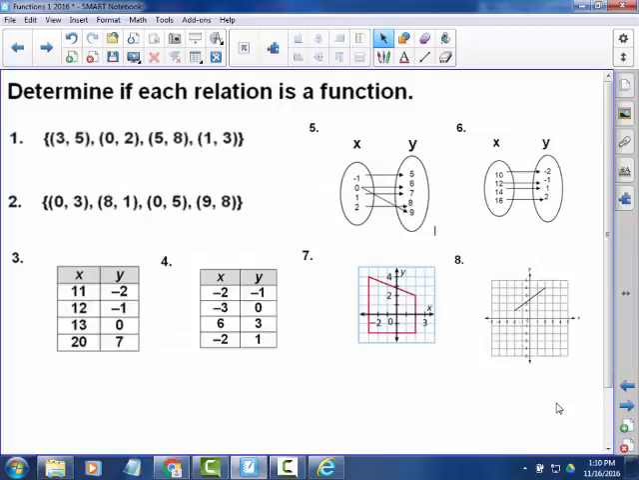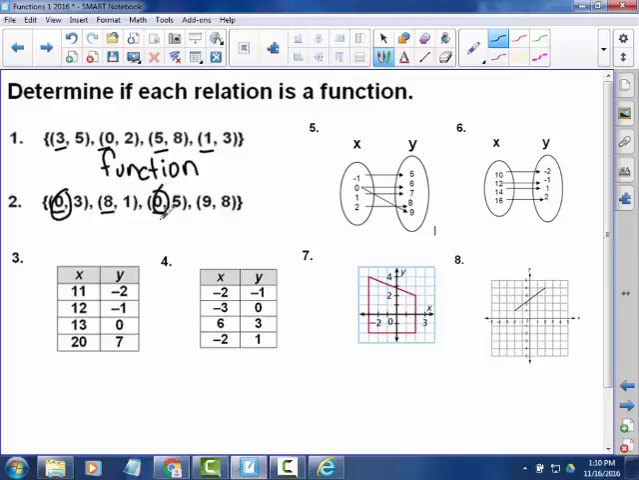All right, so here we have a set of ordered pairs, and we're going to check and see, is it a function? So we look at our x values, which are 3, 0, 5, and 1, and since none of those values repeated, this is a function. Then we look at our next set of ordered pairs, 0, 8, 0. Oh, I already said 0. That's a repeat, so that is not a function.